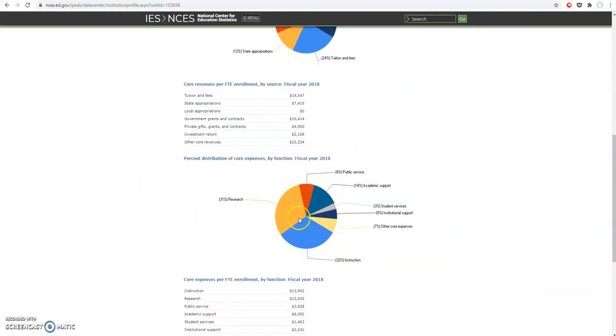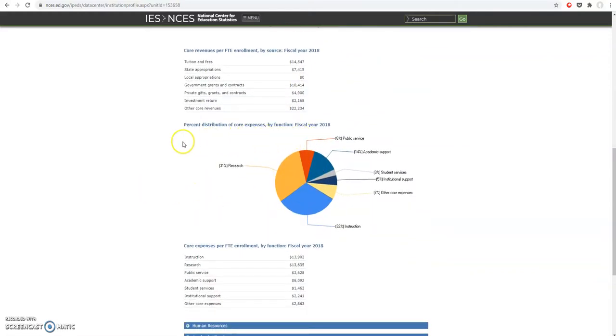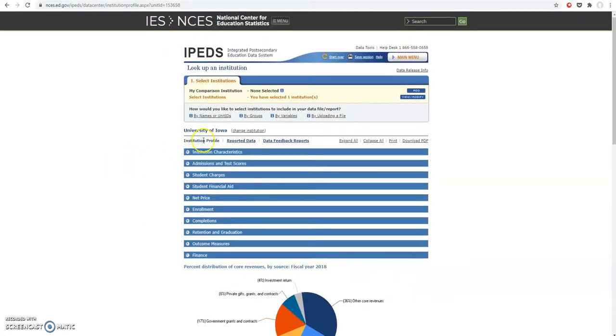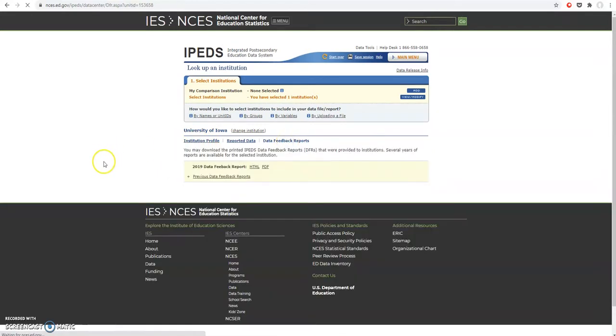And this is the university's core expenses. Where is it spending money? On research, on instruction, academic support, public service, and so on. So if you play around on this institutional profile tab, you can find information that might be useful for you developing your own analysis of the university's finances.